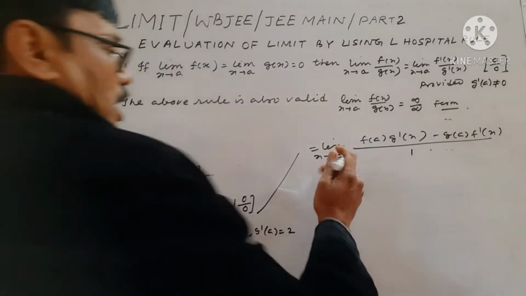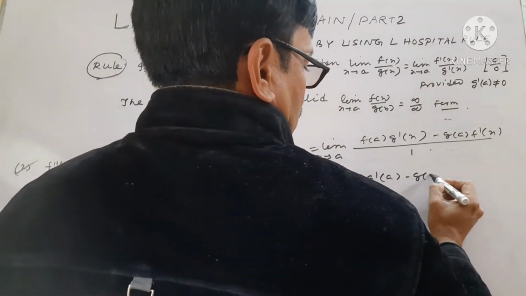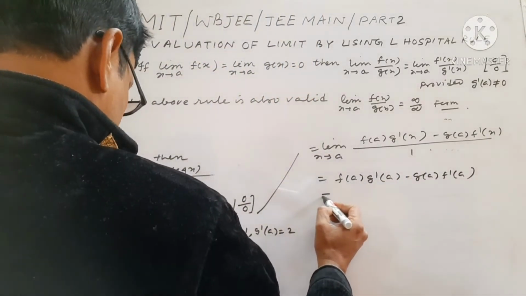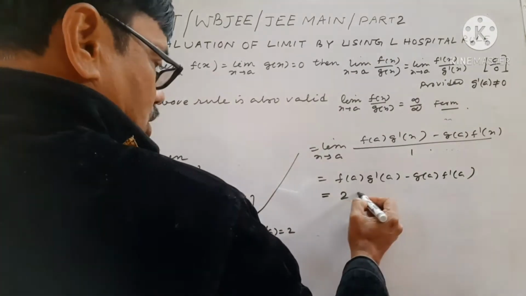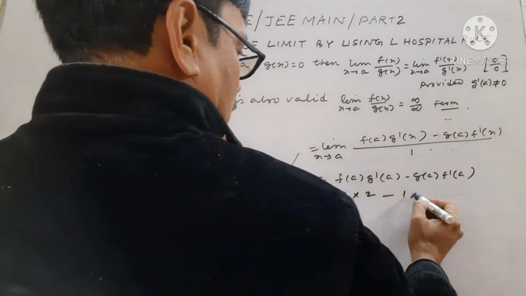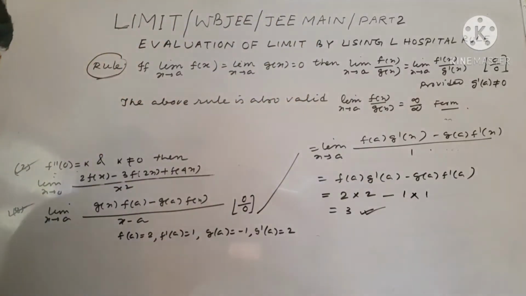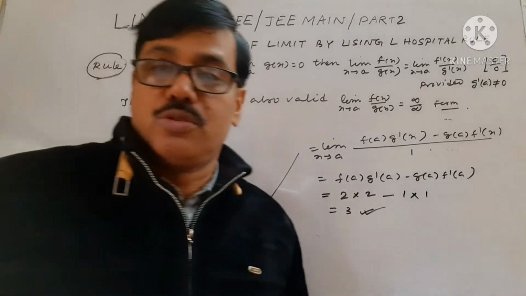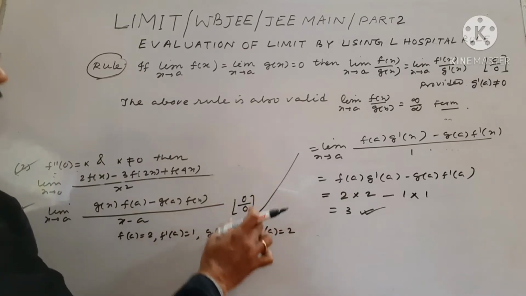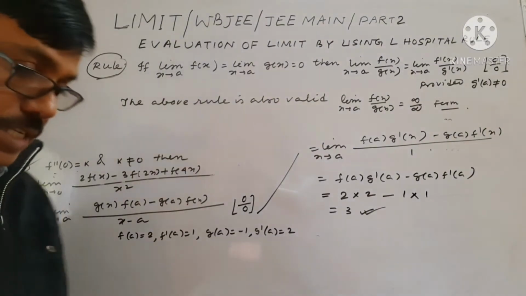Now put x equals a. So f(a) g'(a) minus g(a) f'(a). Now put the given values. f(a) is 2 and g'(a) is 2, so 2 into 2. g(a) is 1. f'(a) is 1. So the answer is 3. Since the form of f(x) is not known, use L'Hospital rule if it satisfies the form 0 by 0 or infinity by infinity.